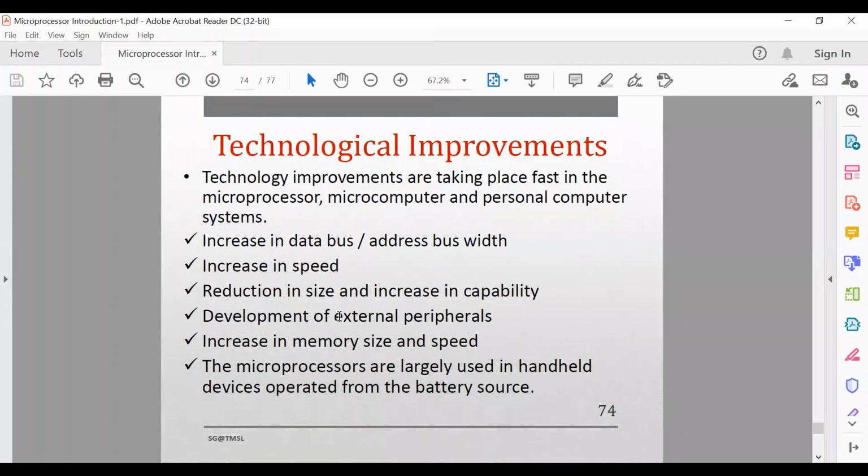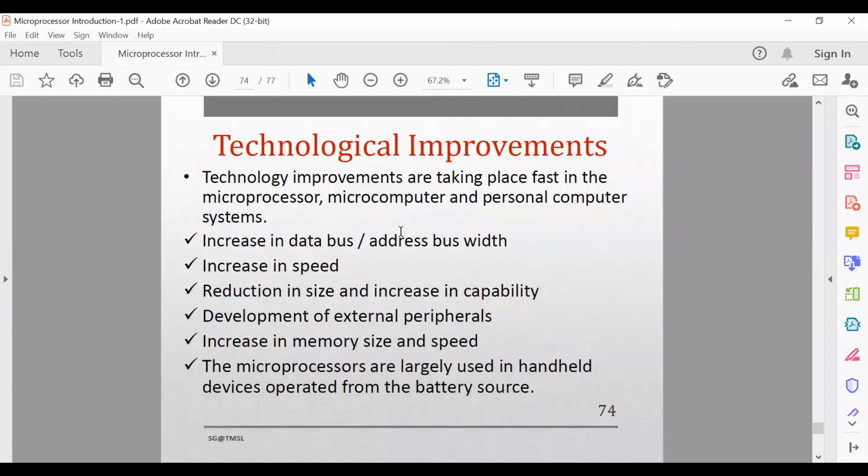Next is the development of external peripherals. So here the use of the computers in all fields has resulted in the development of many fast and advanced peripheral devices. For example, the application of microprocessor in medicine has resulted in the development of many handheld electronic devices with specialized input sensors, output printers, etc. So faster peripherals actually can increase the speed of processor execution and provide a good user interface.